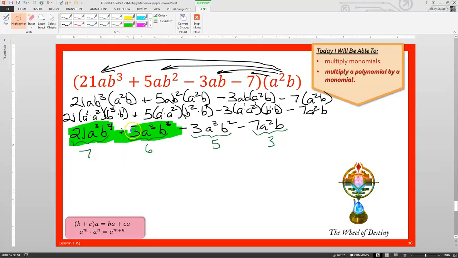So this is our final result. 21a cubed b to the fourth plus 5a cubed b cubed plus minus 3a cubed b squared minus 7a squared b.